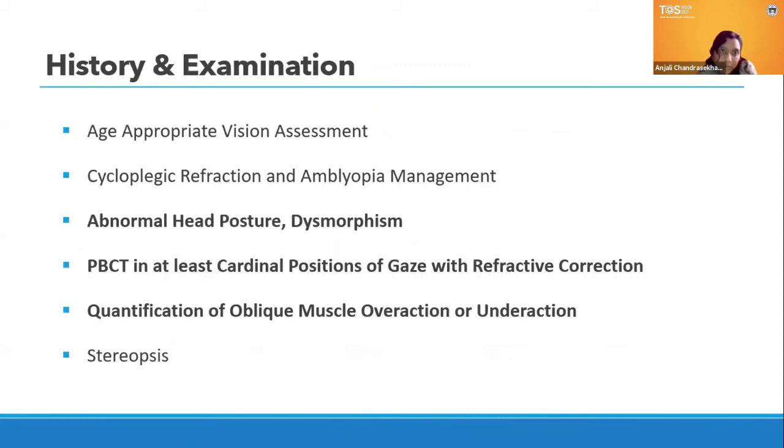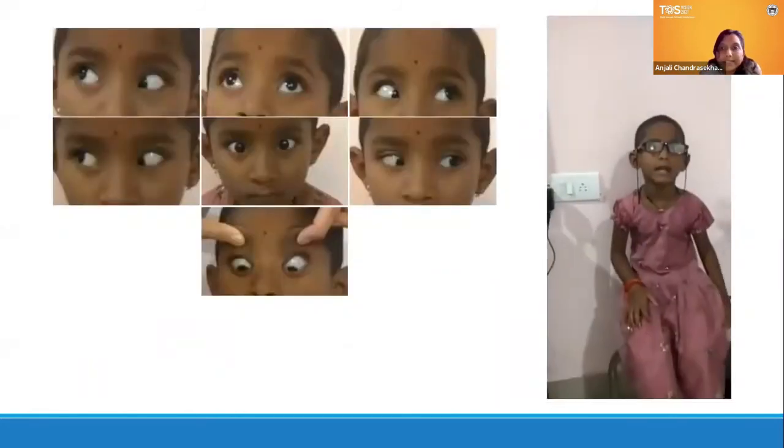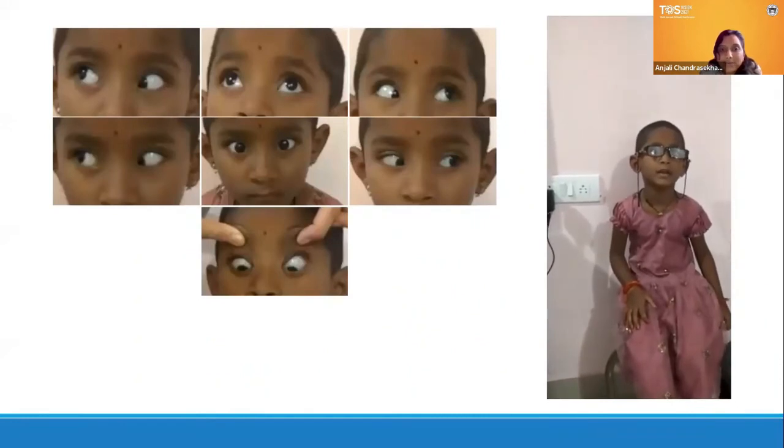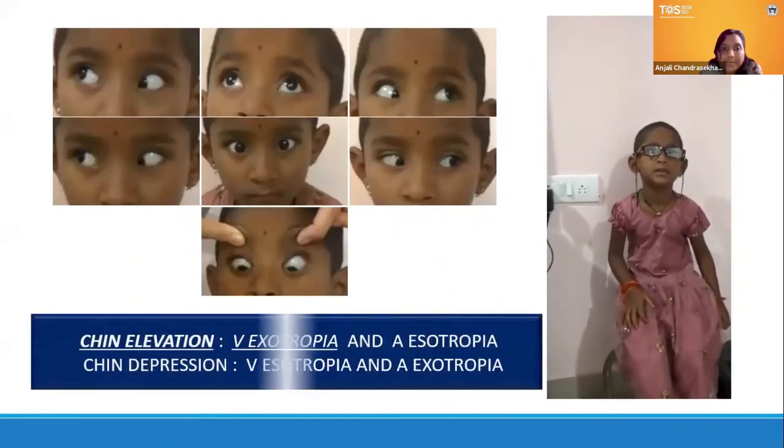So coming to the most important aspect, history and examination. As in a regular strabismus case, we need to take the history and do the examination, as was shown by the previous speaker. And the points to notice here are abnormal head posture, prism cover test at least in the cardinal positions of gaze, and quantification of the oblique muscle actions. So here we can see this child with a V pattern exo. There's a chin up posture. That is because she is fusing better in the down gaze. So chin elevation is common in V exo, and chin depression is common in A exo.